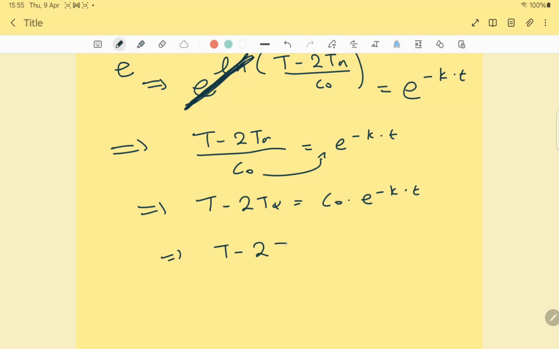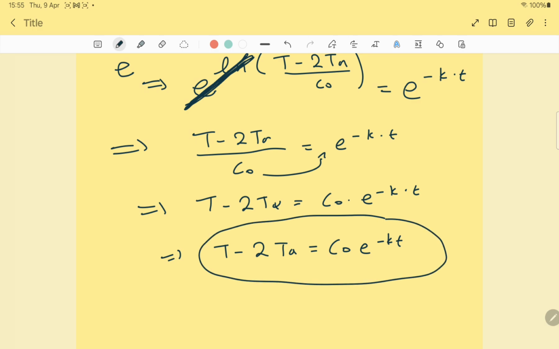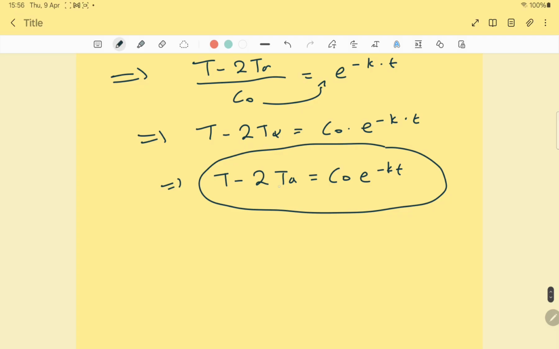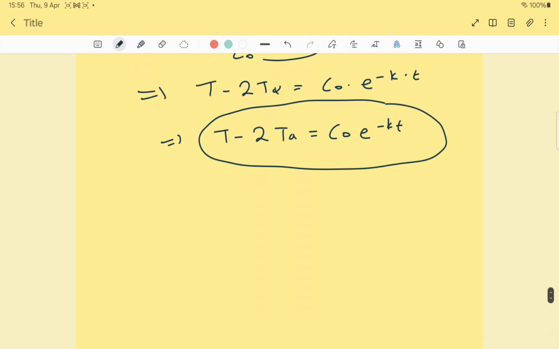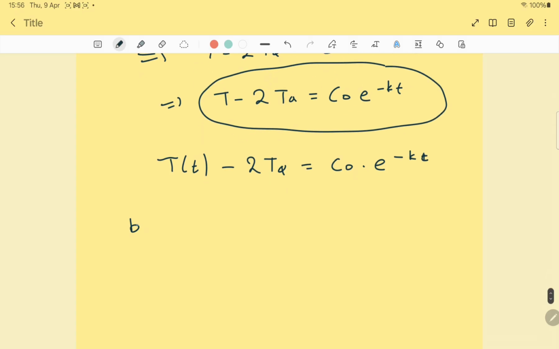Okay, that's pretty much it. I've shown that T minus Ta, the difference of temperature, is a constant times e to the minus k times t. Or I can write T, the temperature, minus Ta, the temperature of the room, equals C0 e to the minus k times t.